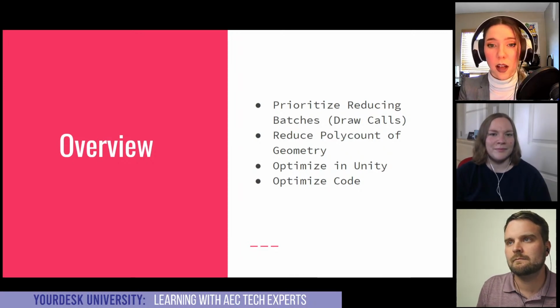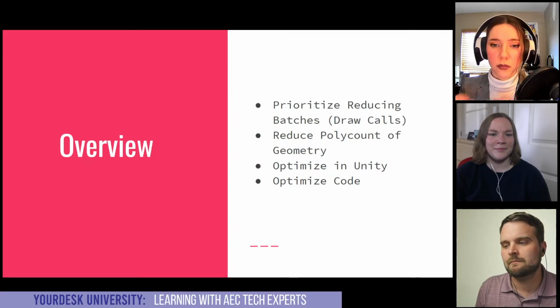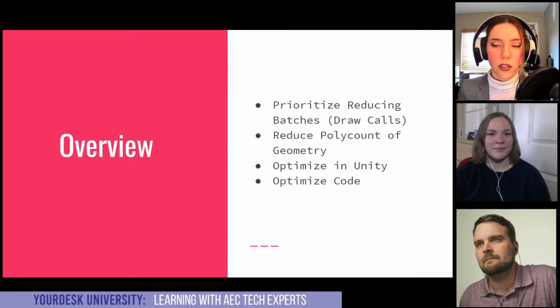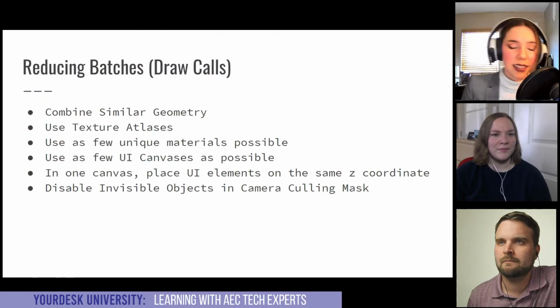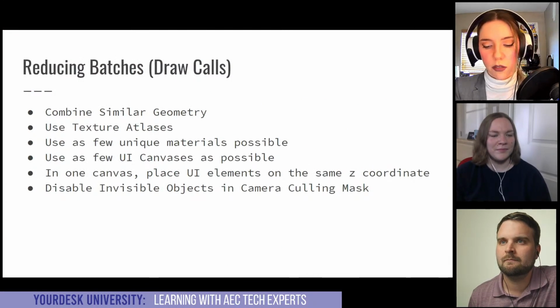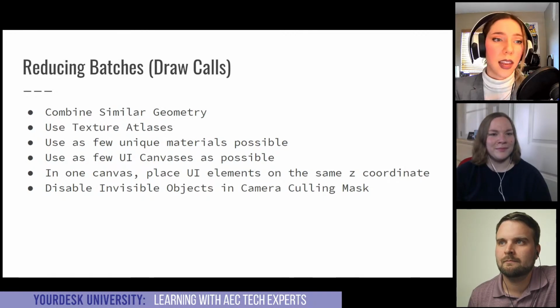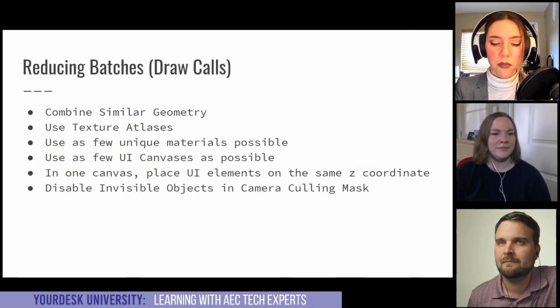So that is the most important thing, and we'll get into a little bit more about that in just a second. We talked, like Tim had mentioned, about reducing the overall poly count of your geometry. We're going to talk a little bit about Unity optimization, a little bit about optimization in code. So those draw calls are, like I said, the most important thing. And just a reminder from the last Your Desk we did, we had an example where we had a project that had over a million triangles, and we did not reduce the poly count, but we reduced the batches, and we got the frame rate from an unacceptable level to a very acceptable level.